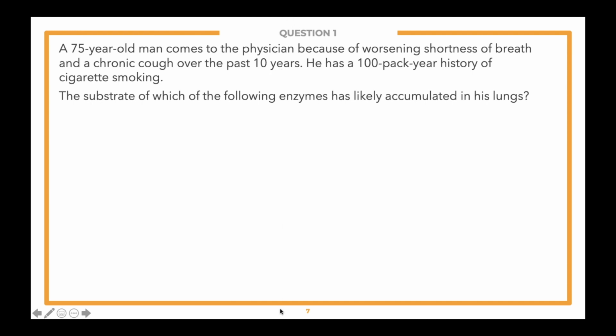The substrate of which of the following enzymes has likely accumulated in his lungs?